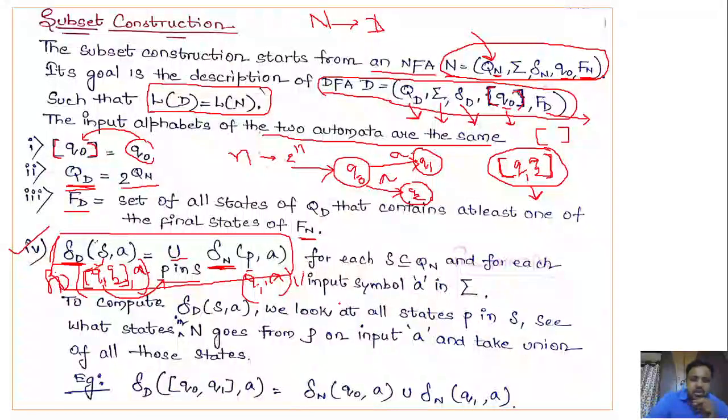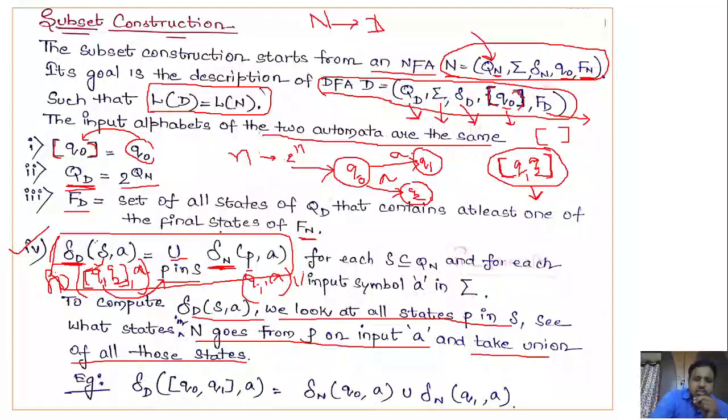So to compute delta D of S comma A, here I have written the point. We look at all the states P in S. So what we have to do is consider all the states P in S, see what states in N go from P on input A, and take the union of all those states. Okay, so this is the statement which justifies the explanation which I have given, right?